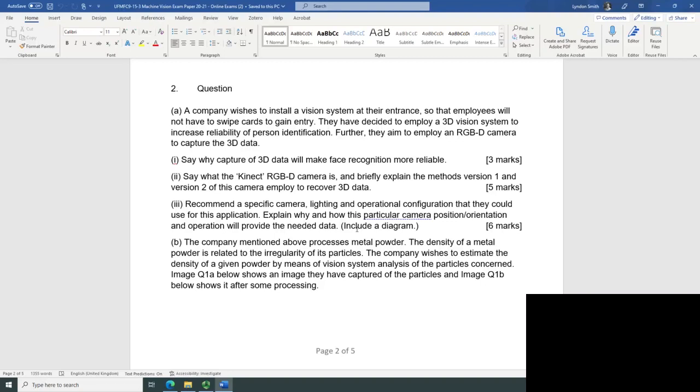So why does it use that pattern? Why does it project that pattern onto the face? It can detect distortions in shapes. With two cameras, if the dots are further apart, it knows that the object is further away. Yeah, that's basically it.